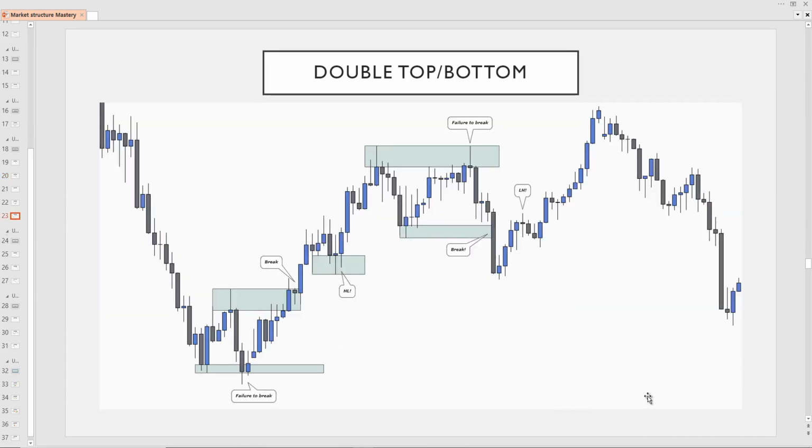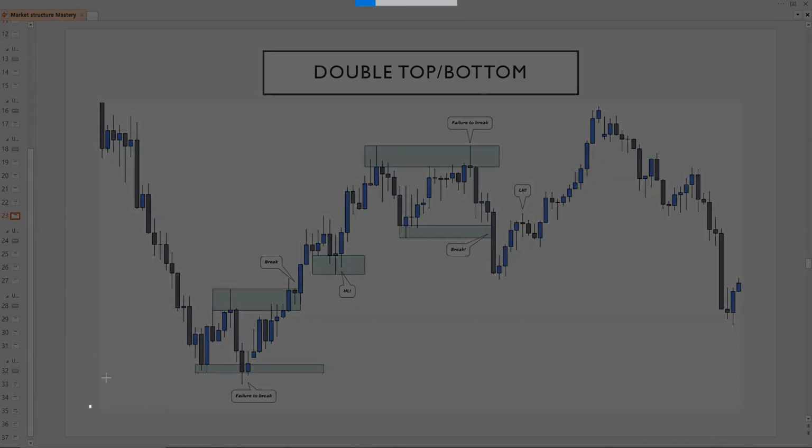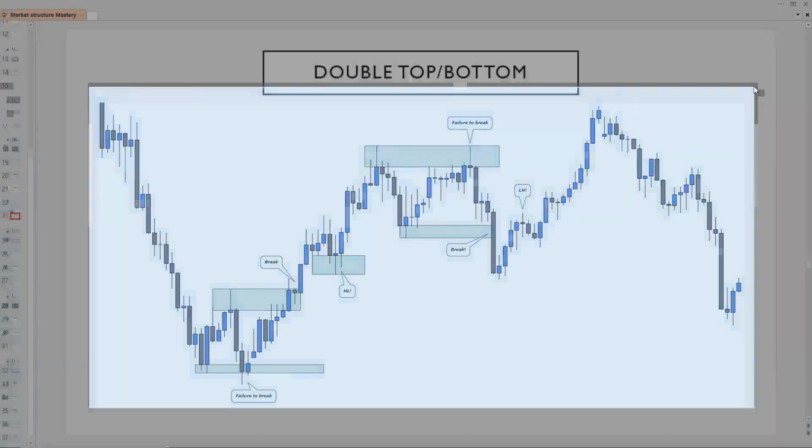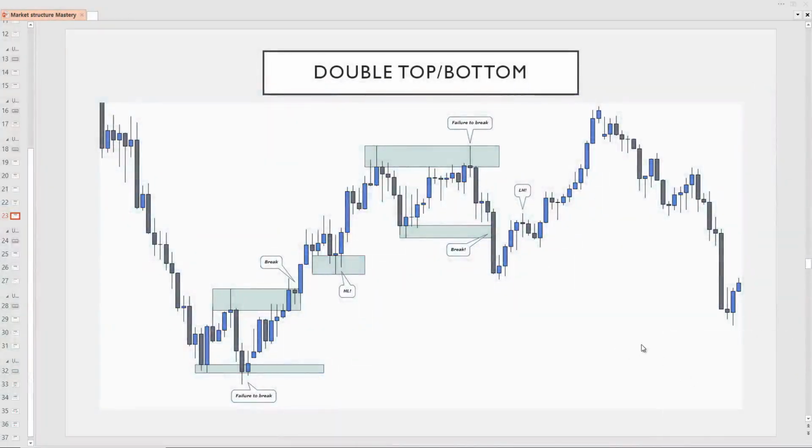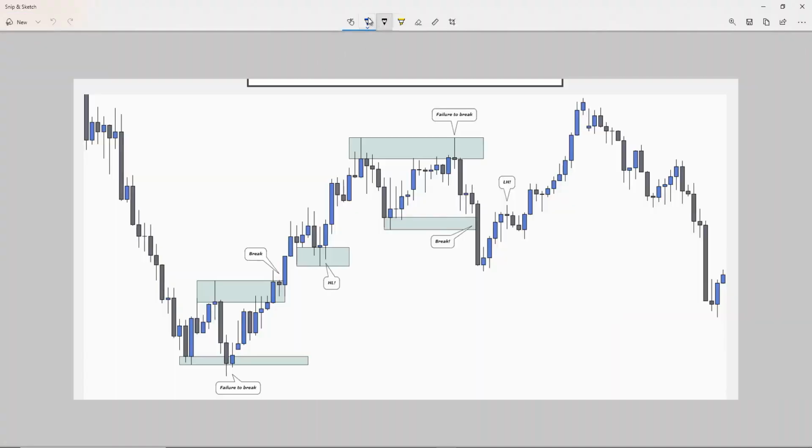And okay, I have something interesting for you right there. As always, I really want to teach you how to flow with the market and how to really break down structure as powerful as possible. So let's just jump into it right now.